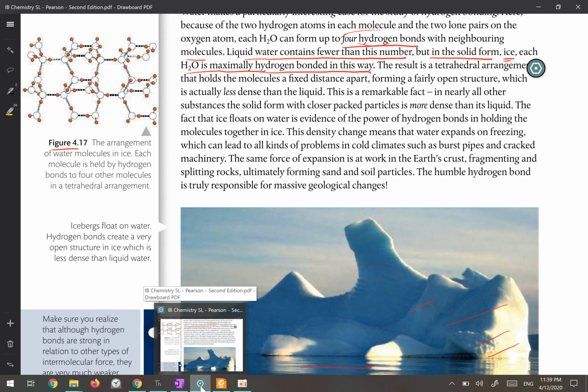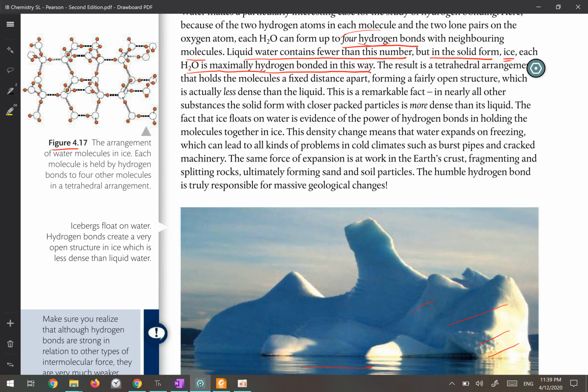Okay, so it's explained here. It says the result is a tetrahedral arrangement that holds the molecules a fixed distance apart, forming a fairly open structure, which is actually less dense than the liquid. It talks about the ice. This is a remarkable fact. In nearly all other substances, the solid forms are closer packed, so they are more dense. But in water and ice, the ice is less dense.